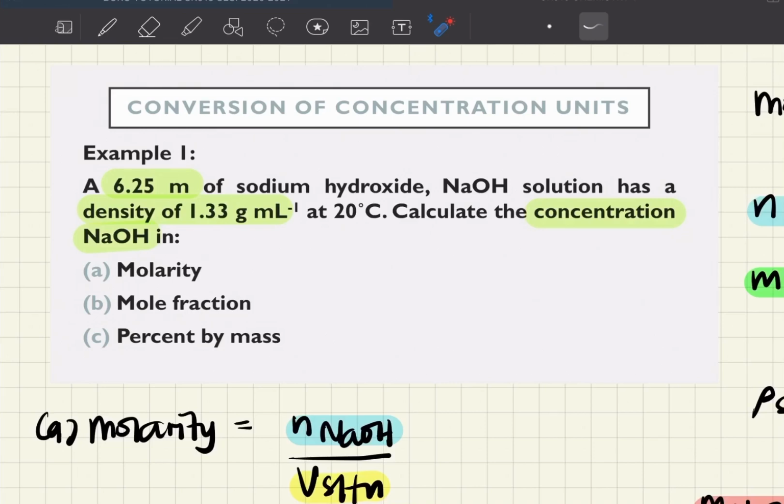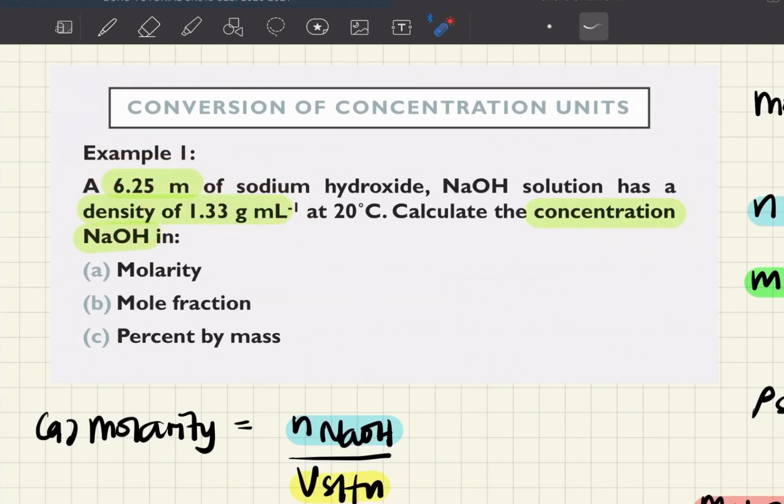So in this example 1, it says a 6.25 molar of sodium hydroxide solution has a density of 1.33 grams per mil at 20 degrees Celsius. Calculate the concentration of NaOH in molarity, mole fraction, and percent by mass. So, the first thing that you should do is to extract out the important information that they have given you. So these two are the important information that will help you to find these 3 things.